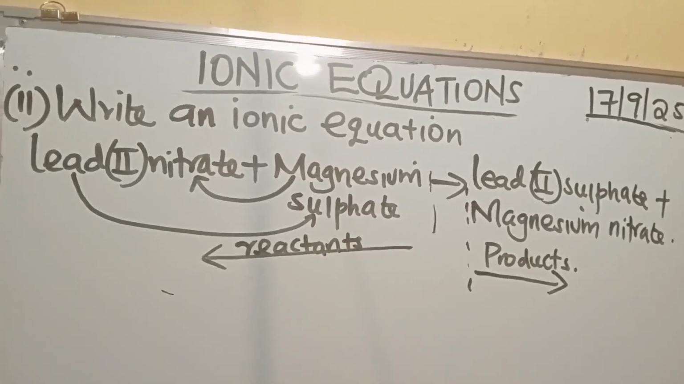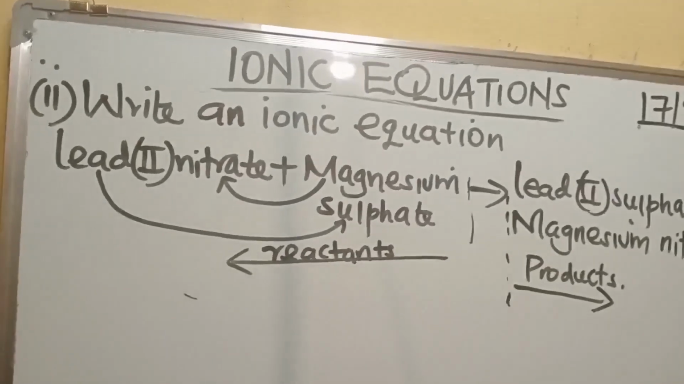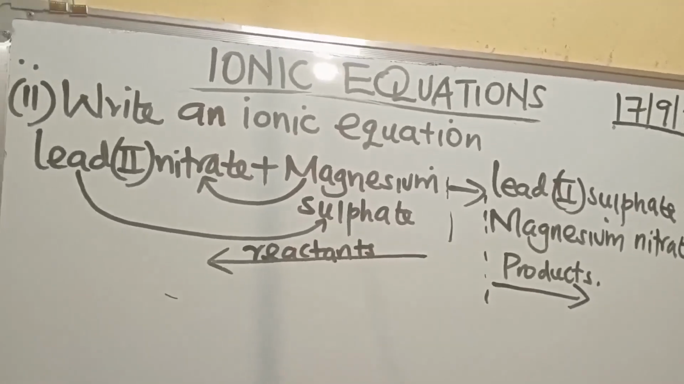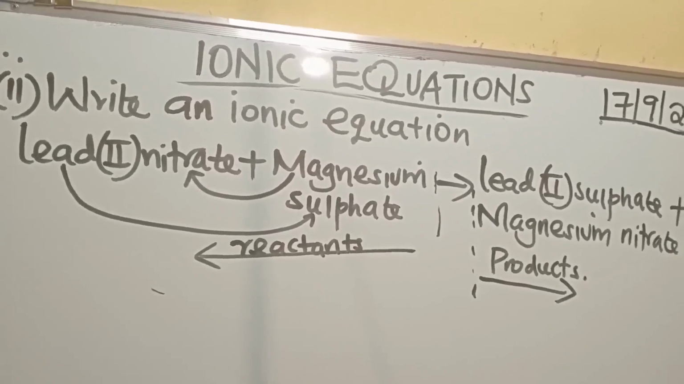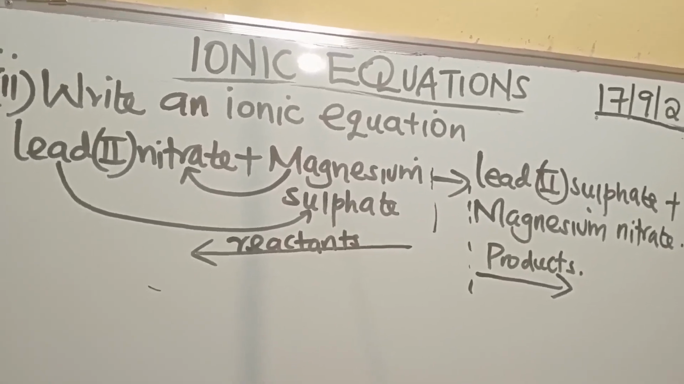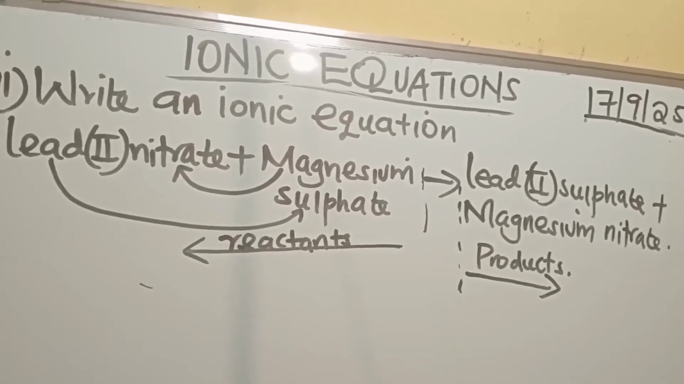To begin with, we have lead 2 nitrate. We say that all nitrates are soluble, meaning that lead 2 nitrate being soluble, once we write the chemical equation, lead 2 nitrate will be in the aqueous state, a small a and a small q in brackets.